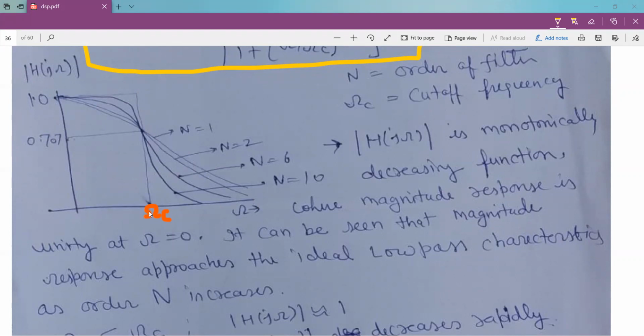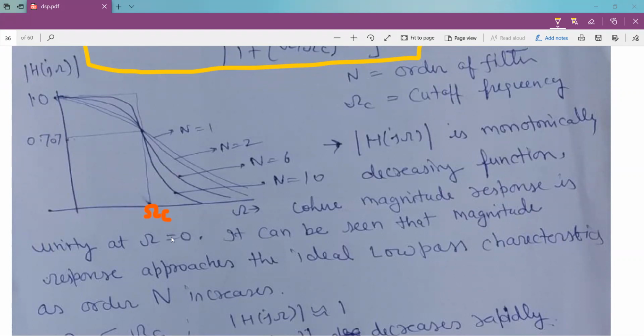Further, cutoff frequency is clear to you. Cutoff frequency is a frequency where the amplitude response decreases by 3 dB from its maximum amplitude. So on dB scale, its value is 3 dB, but on magnitude scale, its value is 0.707, that is 1 upon root 2.